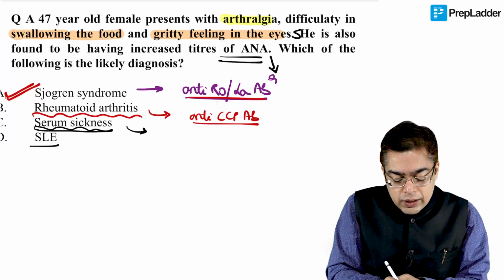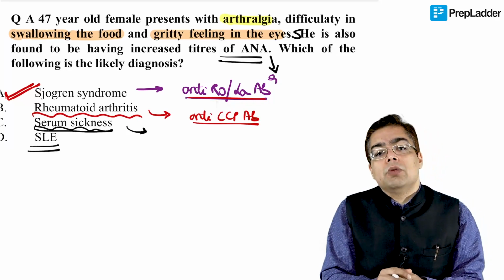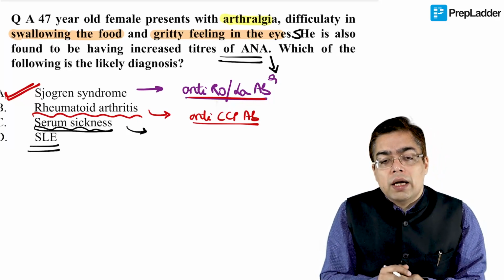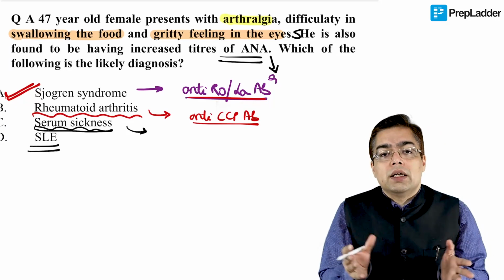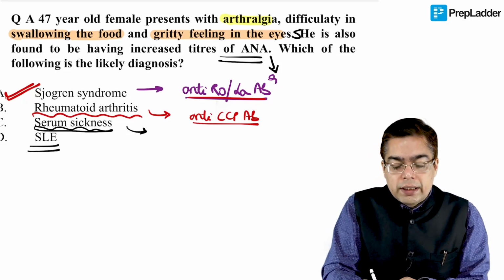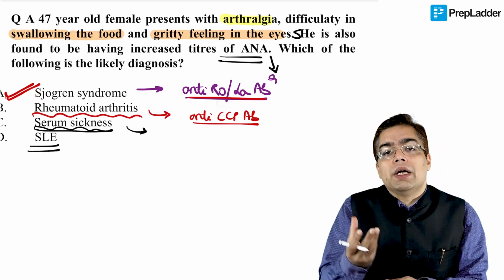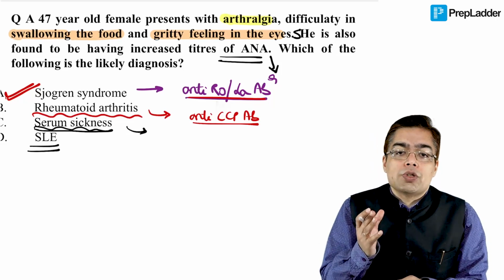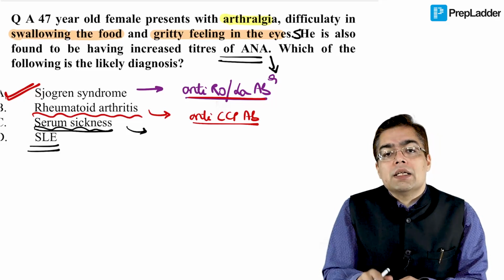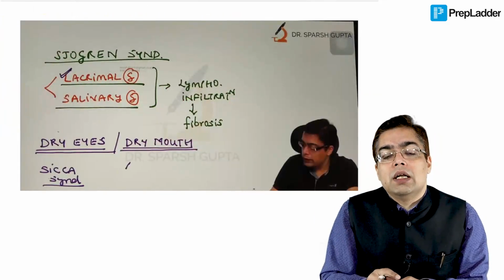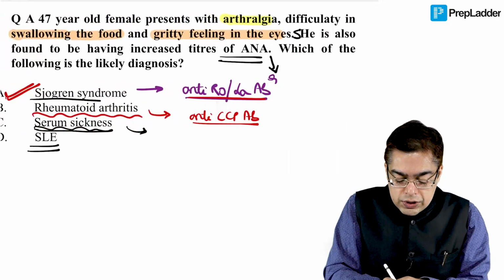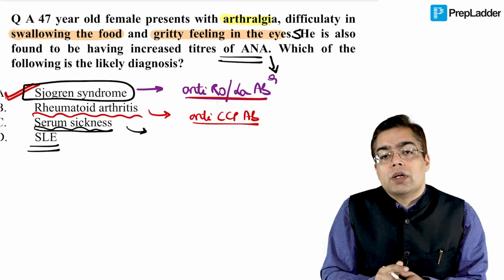When we talk about option D over here, that is SLE, a multi-system autoimmune inflammatory disorder, which we have talked about in detail so many times earlier, and a barrage of manifestations can be given in a question. Nonetheless, for this particular question, the clinching things were the elevated ANA giving a hint of an autoimmune condition, the presence of gritty sensation in the eyes, as well as difficulty in swallowing food, which made us think in terms of damage at the level of the lacrimal as well as salivary glands. Therefore, the answer to the question is Sjogren syndrome.